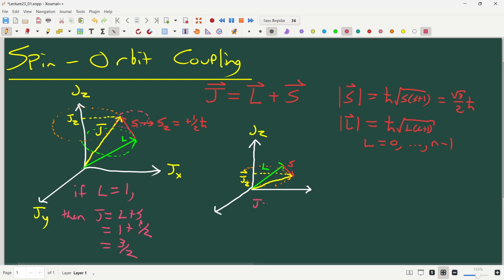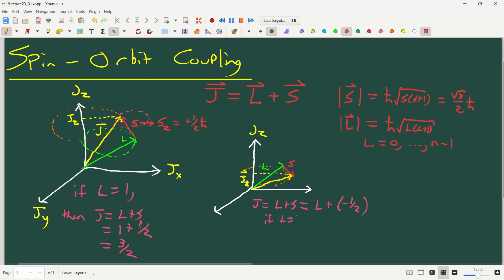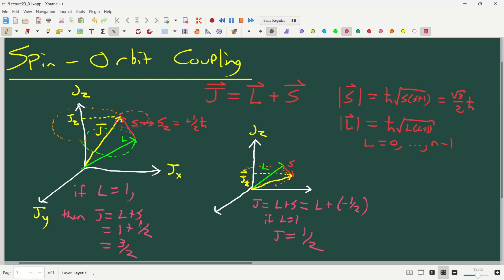And here we have J equals L plus S again, but instead we have L plus minus 1/2. Right? And so if L is 1, then J is 1/2. Okay? So they have two different distinct orbits, effectively, for the electron, given a fixed value for L. Okay? Spin can either work with the electron or work against it.